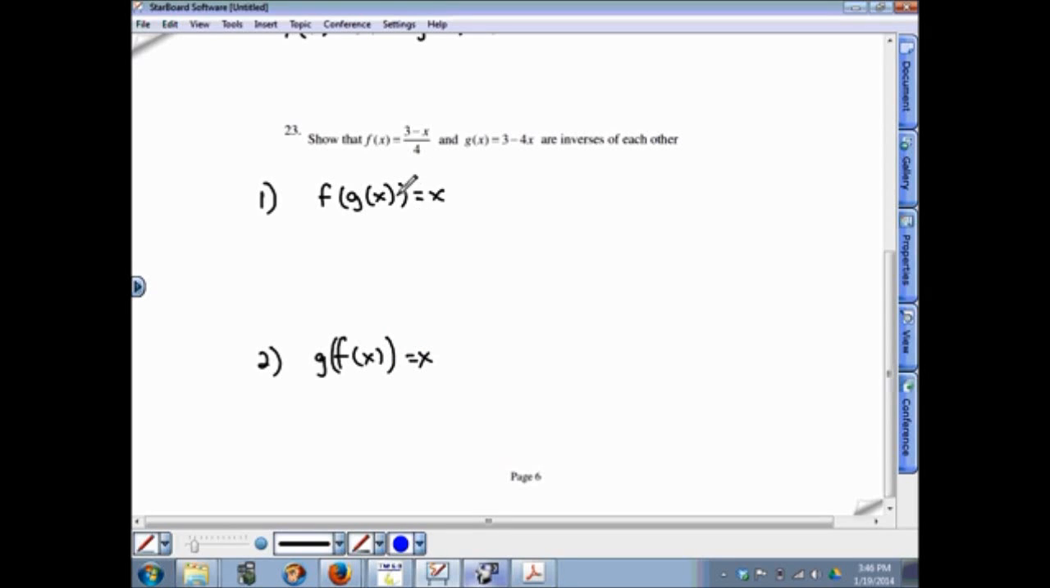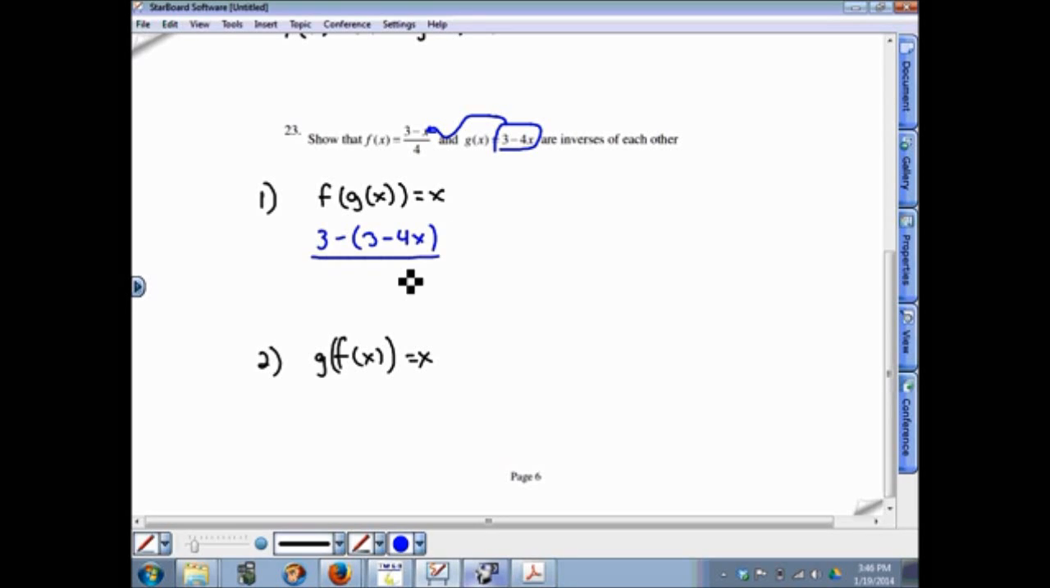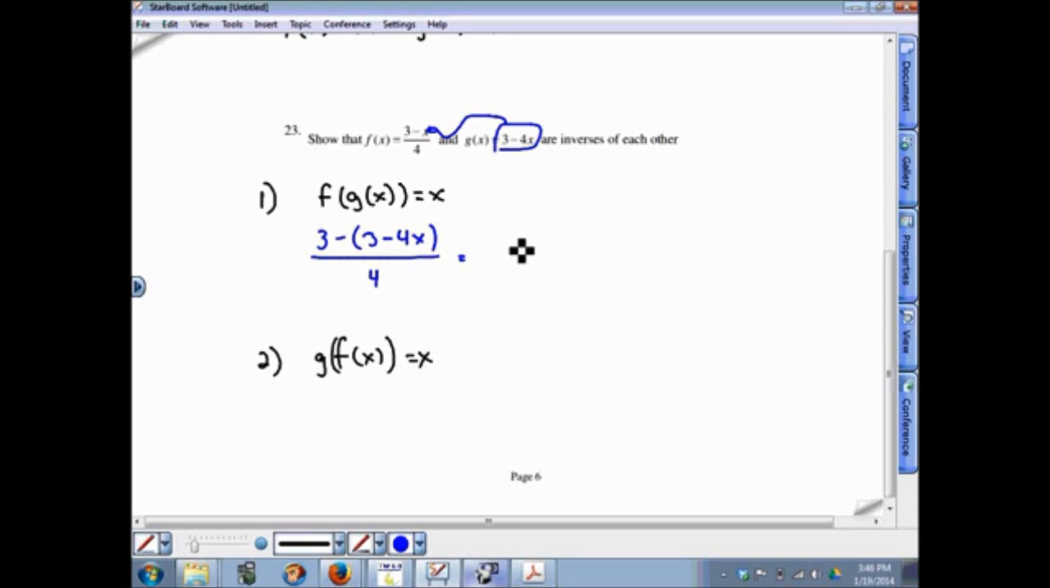So for part A, the g function is going to go inside the f function there, so this is 3 minus 4x all over 4. Now that turns into 3 minus 3 plus 4x all over 4. The 3's cancel, so it's 4x over 4, which is x. So we've shown that the composition there is equal to x.